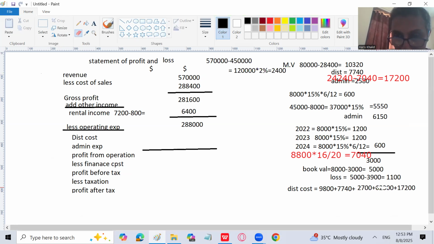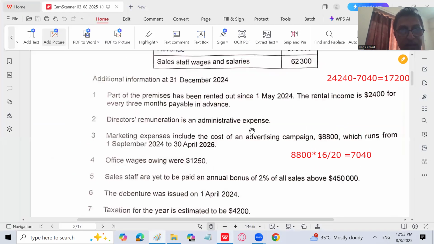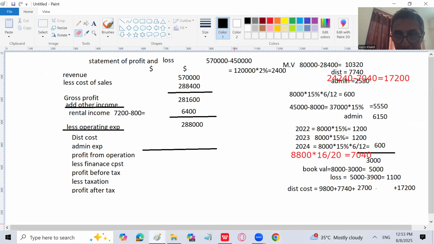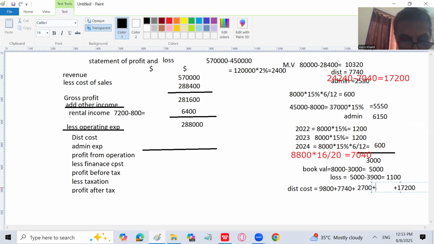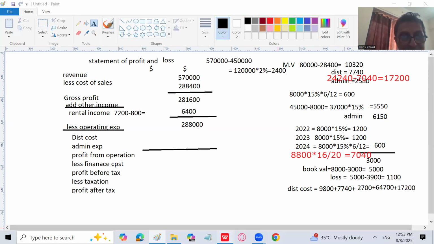So I have to add them up over here in 6.2, whatever is going to be our sales staff wages and salaries. Let's see. Sales staff wages and salaries 62300 plus 2,400, and that I will write here. 62300 plus 2,400. The answer is 64700. So I will write here 64700.